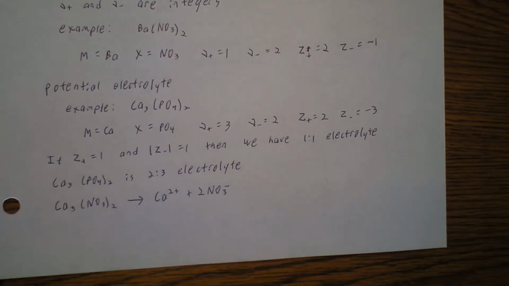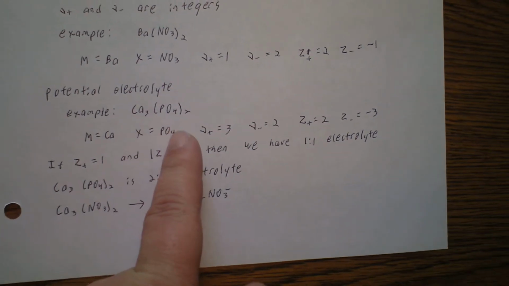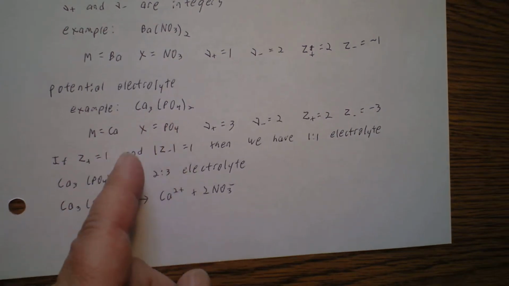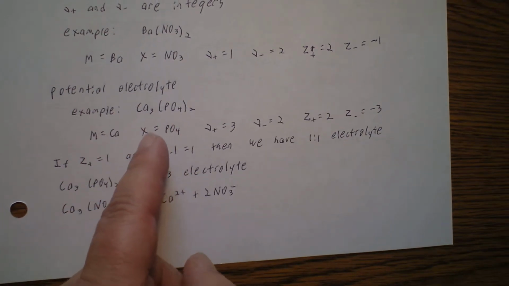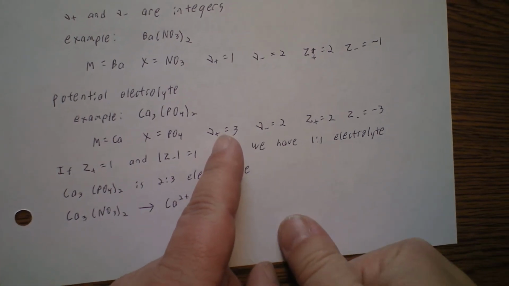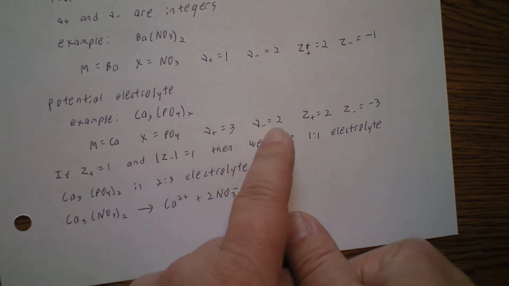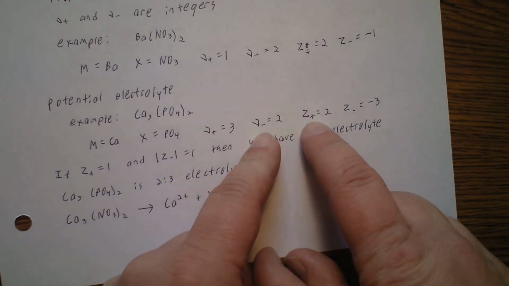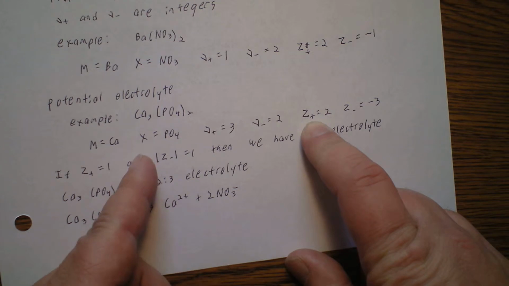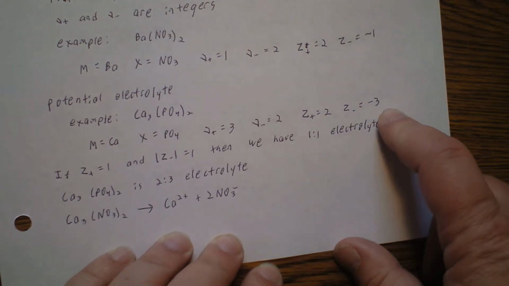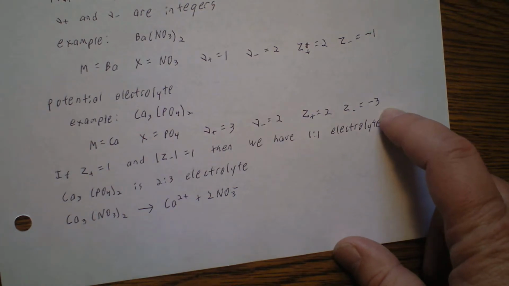Here's an example of a potential electrolyte. This is calcium phosphate, I think. So the metal here is calcium, and the non-metal here is the phosphate ion. So the nu plus, there's 3 of them, and the nu minus, there's 2 of them. So the Z plus is going to be 2 because the calcium ion is going to have a plus 2 charge. And then the Z minus will be minus 3 because each phosphate will have a minus 3 charge.